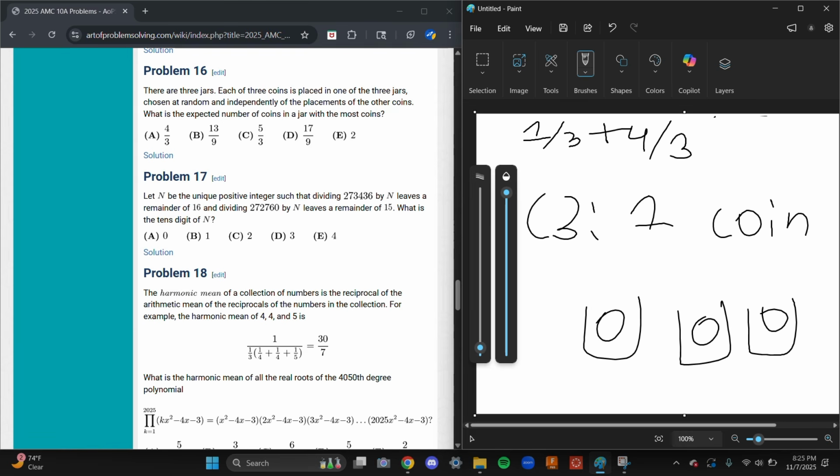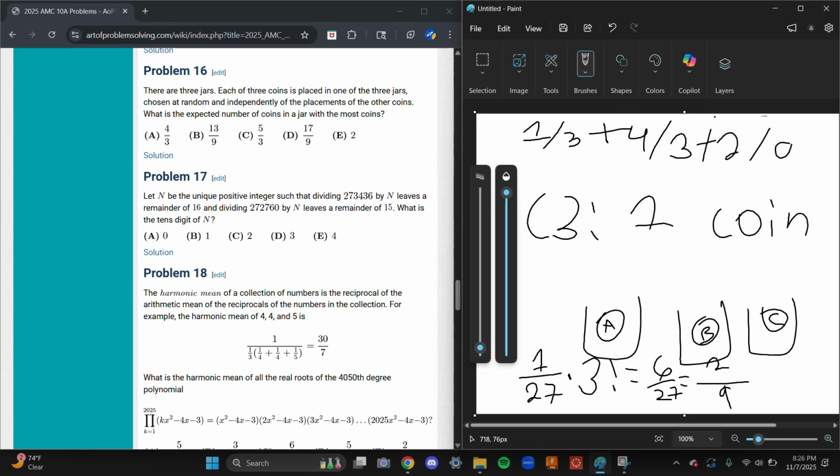So again, the raw probability of this happening is 1/27, but there are 3 factorial ways I can permute these coins. Let's call these coin A, coin B, coin C. There are 3 factorial ways I can permute those coins amongst themselves. And that's basically it, I think. So 3 factorial times 1/27 is 6/27, which is 2/9. So yeah, I think that's the answer.